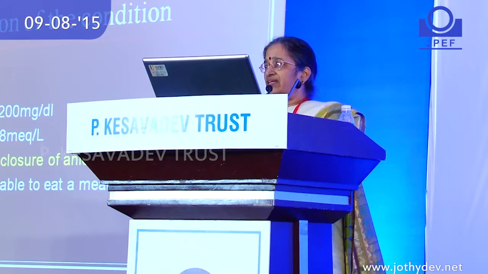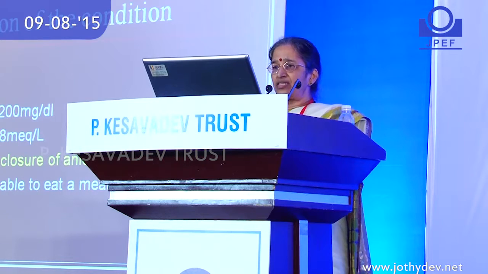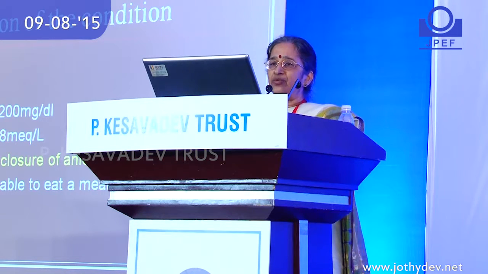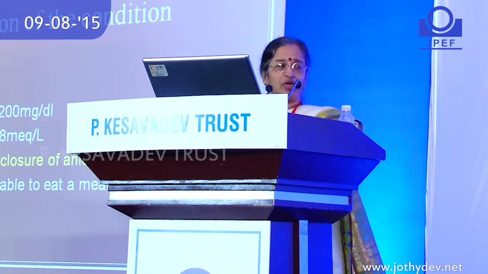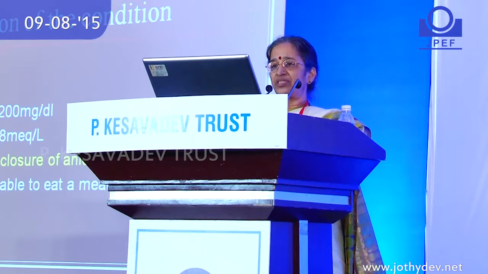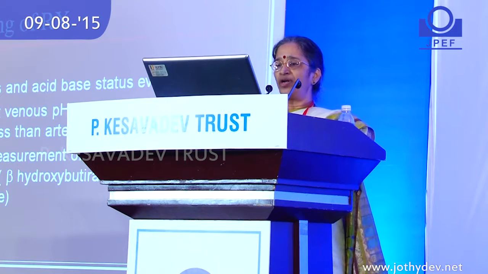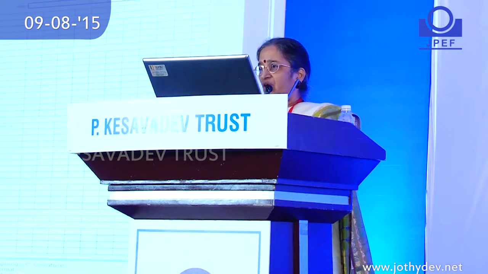So when do we say the DKA is resolved? We say it is resolved when the blood glucose is less than 200, the bicarb is less than 18, the pH is more than 7.3, the anion gap is closed, and the patient is able to eat a meal. We monitor the patients very regularly. We know the DKA chart. This is available with all our postgraduates.